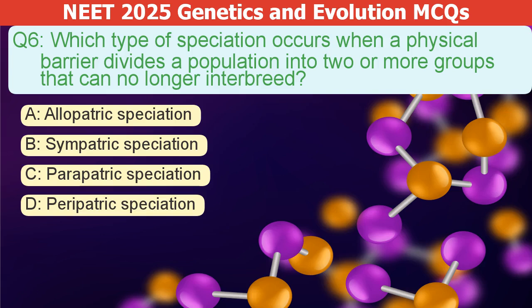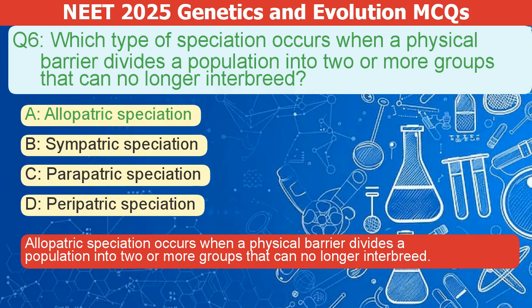Which type of speciation occurs when a physical barrier divides a population into two or more groups that can no longer interbreed? A. Allopatric speciation. B. Sympatric speciation. C. Parapatric speciation. D. Peripatric speciation. The correct answer is A. Allopatric speciation occurs when a physical barrier divides a population into two or more groups that can no longer interbreed.